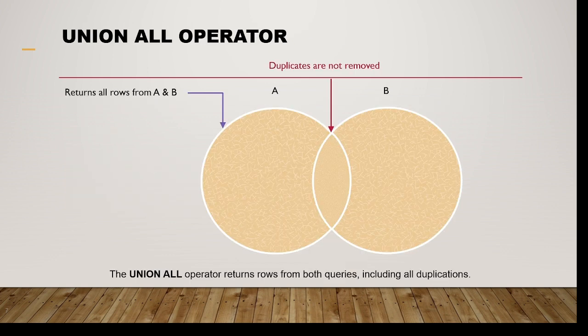Now coming to the union all operator, here you will use the union all operator to return all rows from multiple queries. The guidelines for using the union all operator remain the same as we discussed just now for the union operator, with the exception that the duplicate rows are not eliminated and the output is not sorted by default in case of the union all operator.